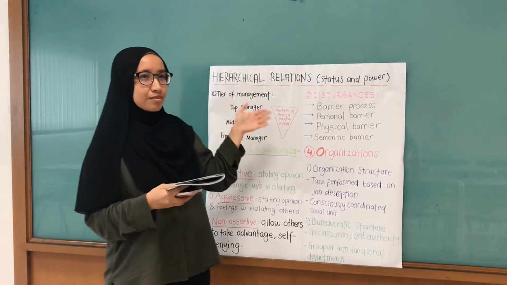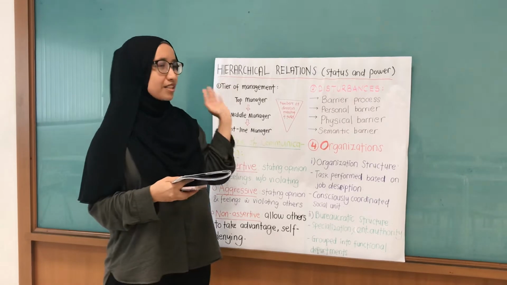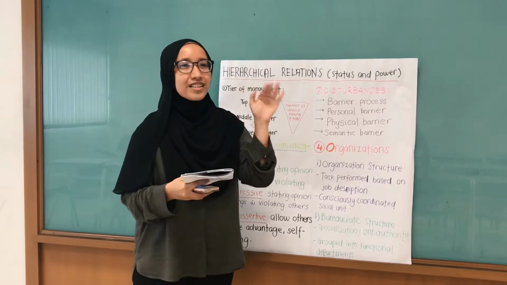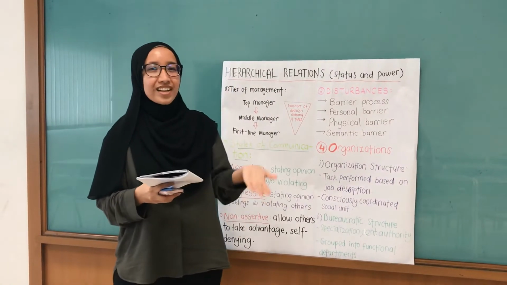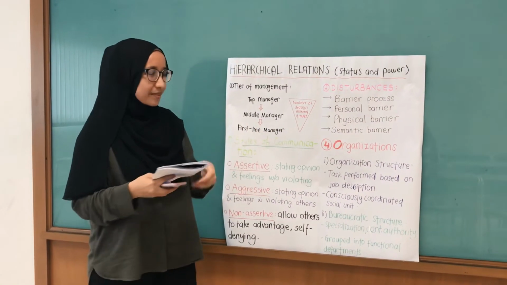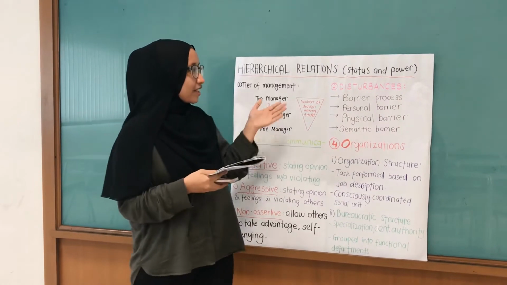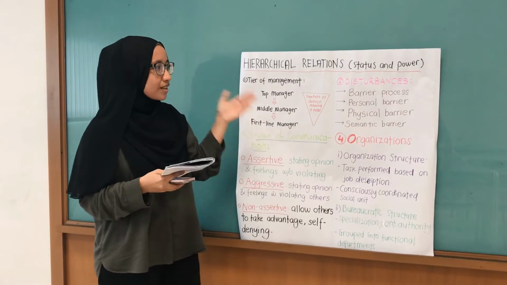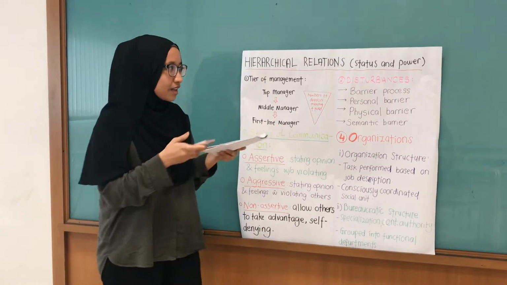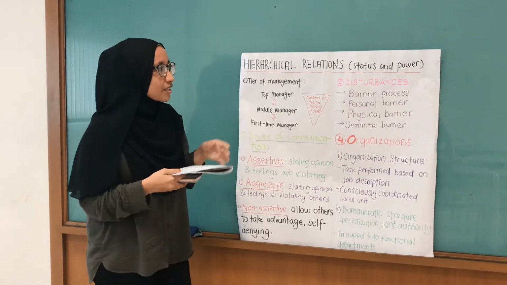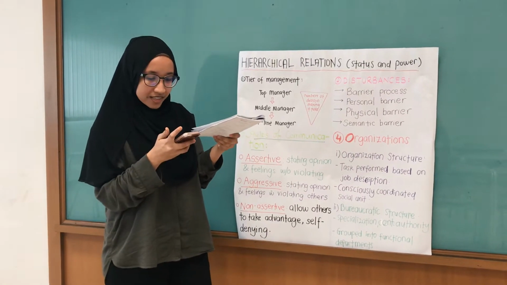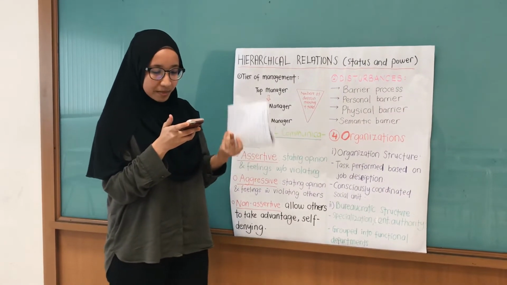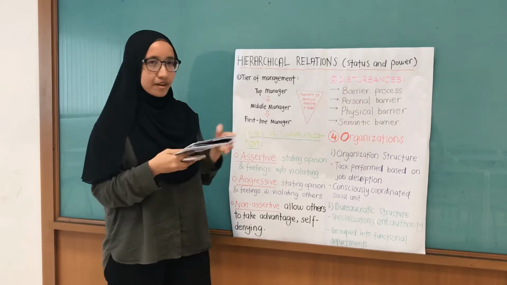Proceed to disturbance. There are several disturbances that can stop the receiver from getting the message from the sender. There are 4 disturbances. First, barrier process, personal barrier, physical barrier, and semantic barrier. Barrier process such as sender barrier, encoding barrier, message barrier, medium barrier, decoding barrier, receiver barrier, and feedback barrier.